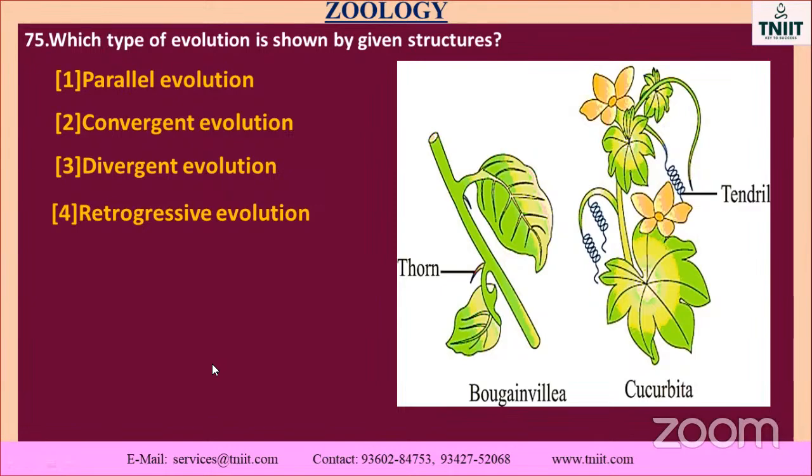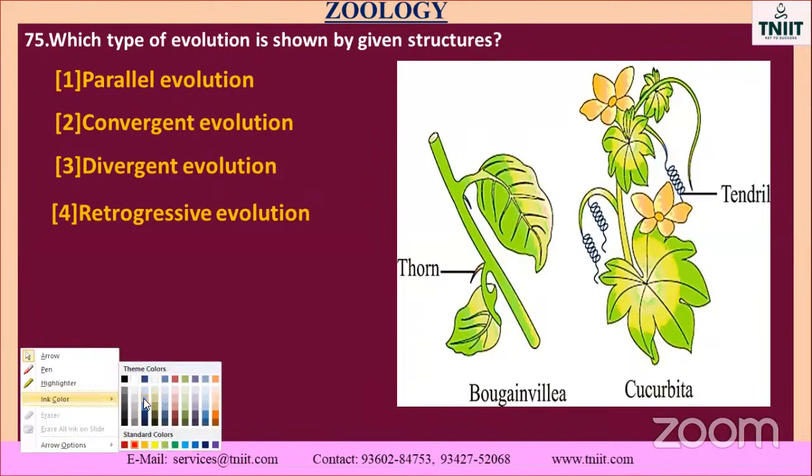Last class, what we have discussed about question number 75: which type of evolution is shown by a given structure? They have given us two plants, here bougainvillea, and another one called Cucurbita pepo. See here, evolutionary differences. Parallel evolution? It is not parallel evolution.